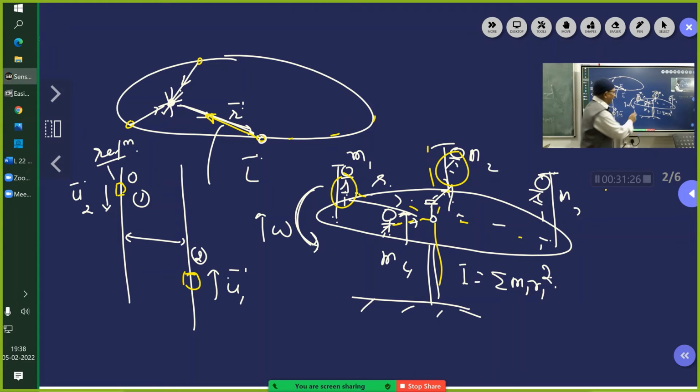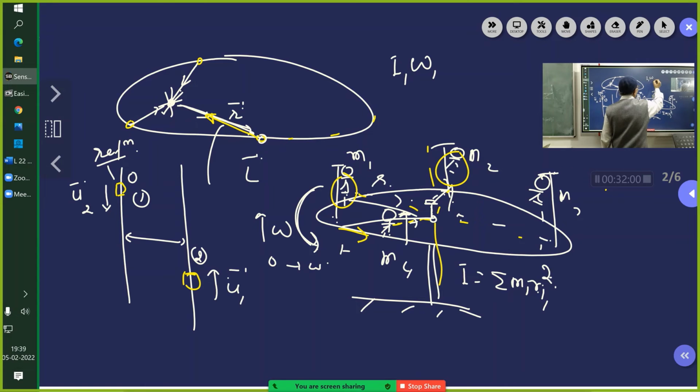When I was pushing it, what was I doing? I was applying force here. So F into the distance. What was I doing? I applied torque. And therefore, its speed increased from 0 to omega. And then I stopped applying force, so no external torque is applied. At that moment, the moment of inertia was the summation of Mi Ri1 squared, because all of them were there. So the angular momentum was I1 omega 1.